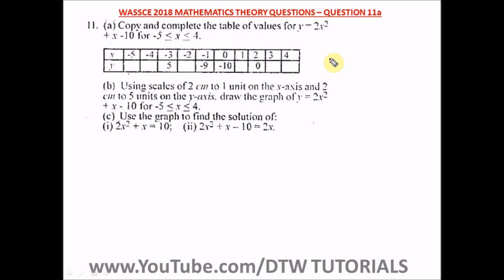Question 11A of the WASSCE 2018 mathematics theory question, that's your WAEC theory question. It says, copy and complete the table of values for y equal to 2x squared plus x minus 10 for these values, where x is greater than or equal to -5 and x is less than or equal to 4. So we're to complete this table.